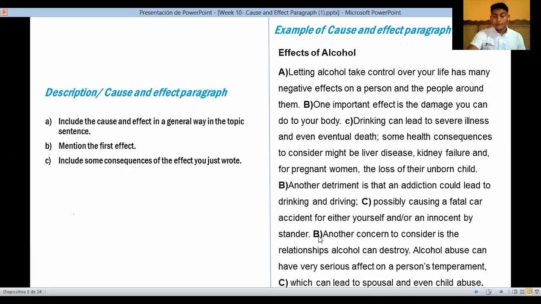Continuing with letter B, another concept to consider is the relationships. Alcohol abuse can have serious effects on a person's environment, because a person under the influence of alcohol has very changed behavior from what is normal. It can even lead to child abuse. There is another consequence too, because when people spend time drinking, there is a consequence.